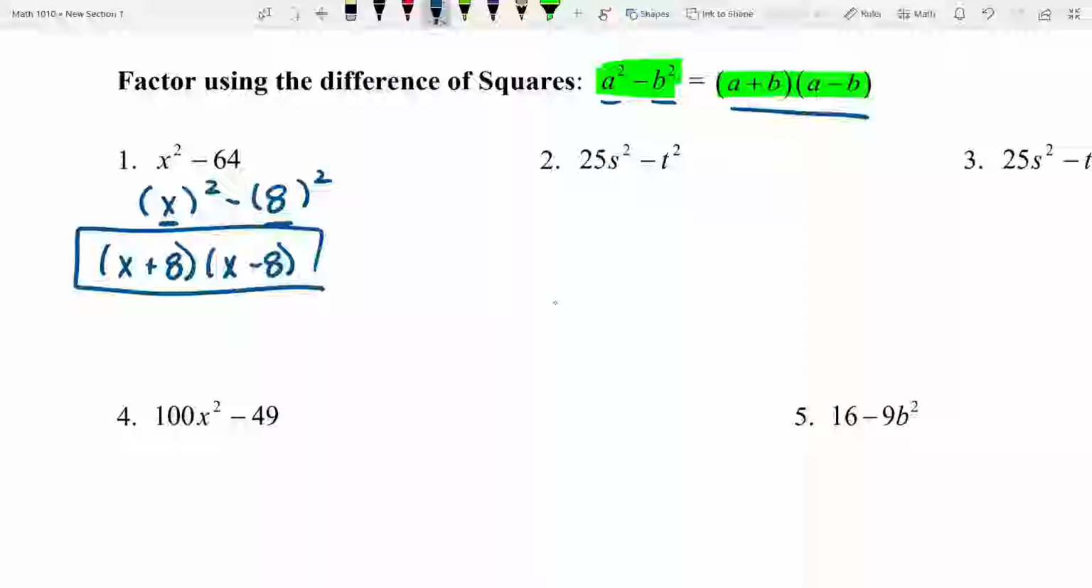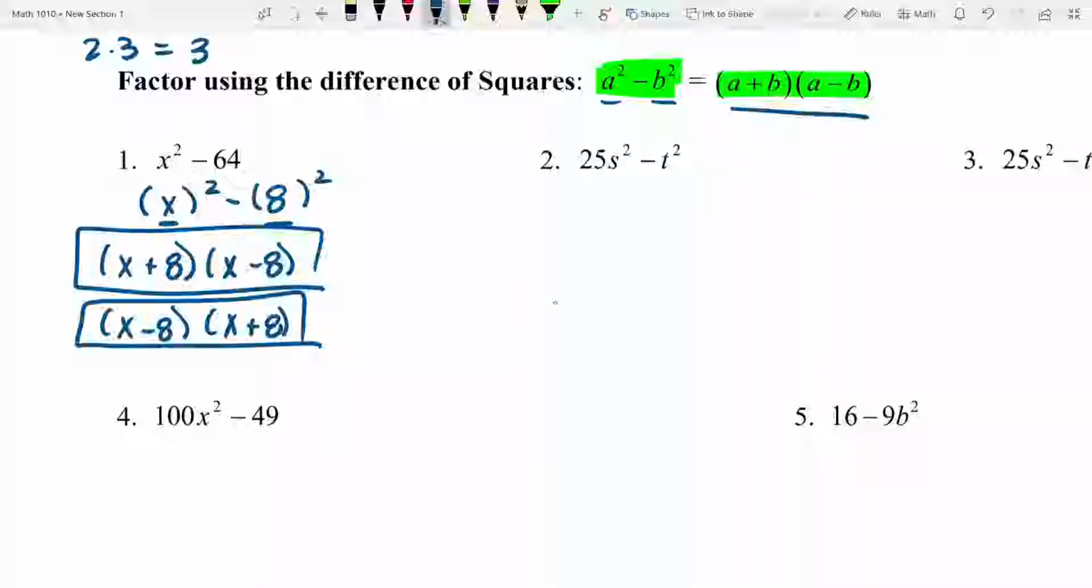I was trying to tell you guys this when I was reading the answers, but look right here. If someone had x minus 8 times x plus 8, that's exactly the same thing. Because 2 times 3 is exactly the same as 3 times 2. So the order doesn't matter.